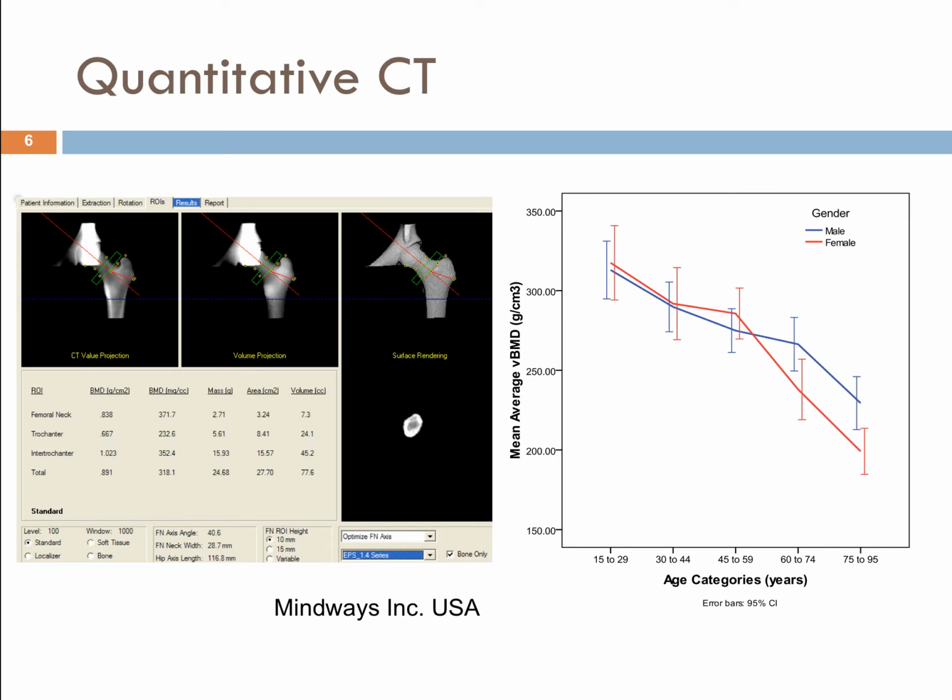And as you can see on the graph, the right-hand side, what I've done here is looked at the volumetric bone mineral density, which is a measure of the ability of bone to withstand forces that may cause fracture, and looked at that in a population from 15 to about 95 years of age, and look at the changes that occur. As you know, the older we get, the more bone density we lose.